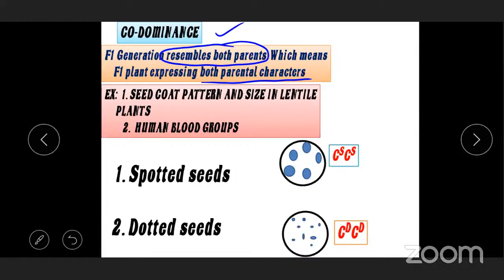Co means together, or combined together. To explain co-dominance, there are two examples: seed coat pattern and size in lentil plants, and human blood groups. These two are the best examples for co-dominance. First, let us take seed coat pattern and size in lentil plants. In lentil plants, some seeds show spots on the surface of the seeds.